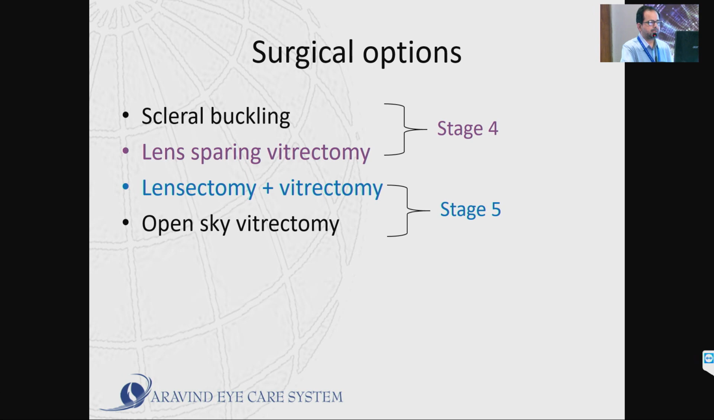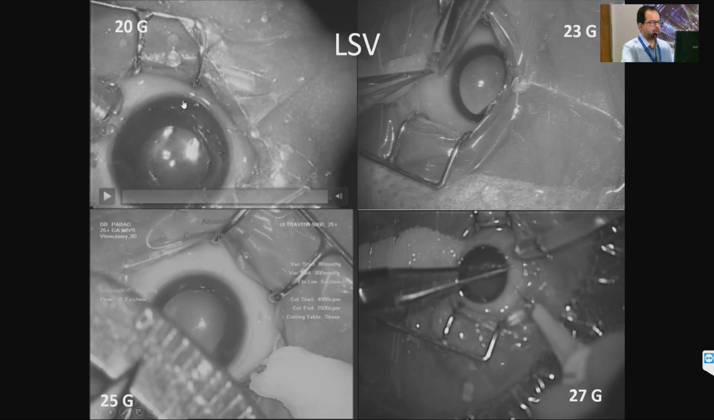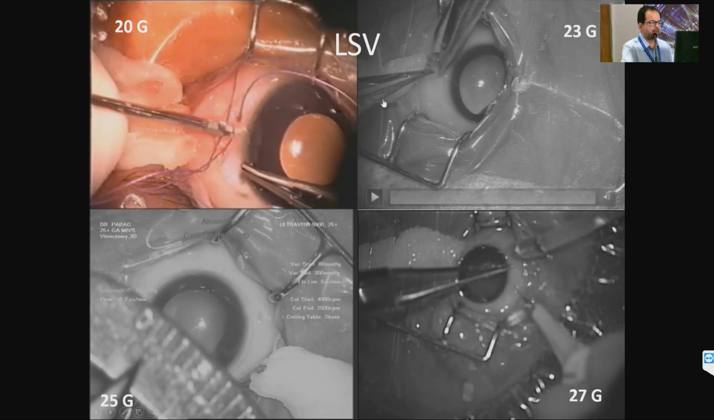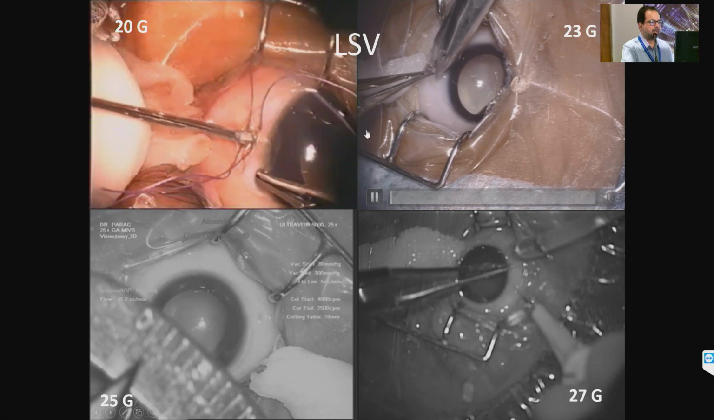So the surgical options for stage 4 are scleral buckle or the lens sparing vitrectomy. Lens sparing vitrectomy is what is preferred. And for stage 5 it is lensectomy, vitrectomy, and open sky vitrectomy. Of course, lensectomy vitrectomy is preferred. Scleral buckle, although easy, causes a lot of anisometropia and amblyopia issues. And if it's a posterior traction, then the buckle is not really going to help tackle that.